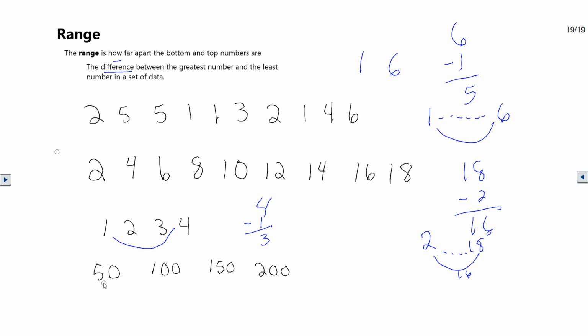Let's take a big number. We're going to start at 50. 50 to 200. What is the range? Again, you just take the difference of the biggest and smallest. Going to have to borrow. 10 minus 5. Bring that 1 down. So from here to there, it's 150. That is the range. Pretty simple, isn't it?